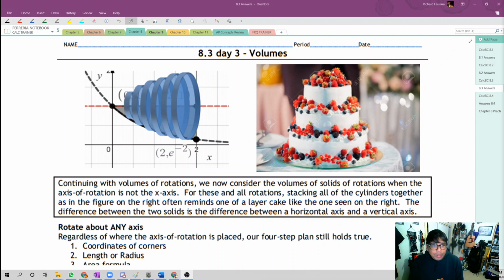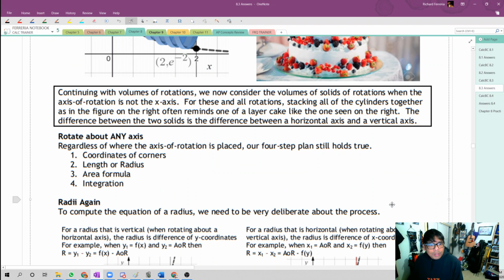So continuing with the volumes of rotations, we're going to consider volumes of rotations when the axis of rotation is not the x-axis. We saw a little bit of that last time, but we're going to really hone in on that this time. It's just a little bit of a tweak from the way we were doing this before. So the four-step plan is still going to hold true. We're going to locate the corners, the length of the radius, the area formula, and then integrate.